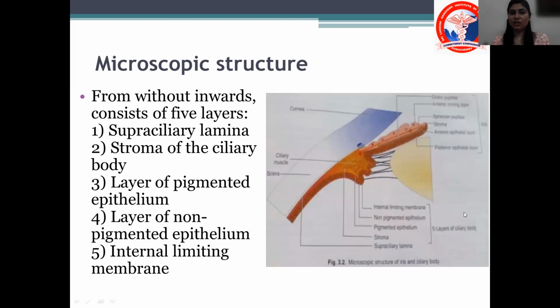Now the microscopic structure from within outwards consists of 5 layers: the supraciliary lamina, the stroma of the ciliary body, the layer of pigmented epithelium, the layer of non-pigmented epithelium, and the internal limiting membrane.